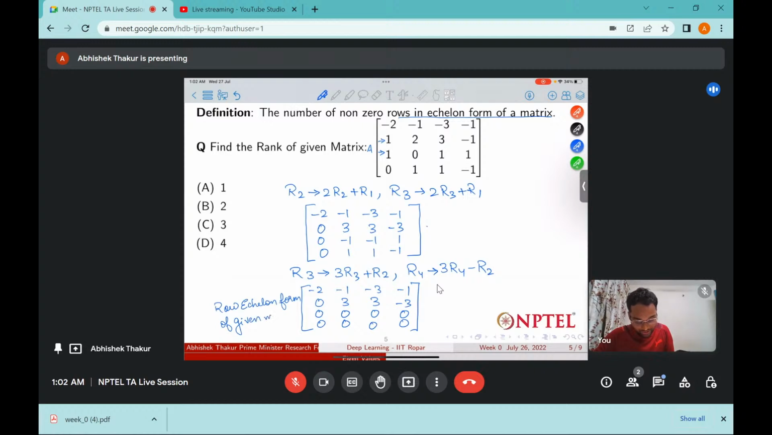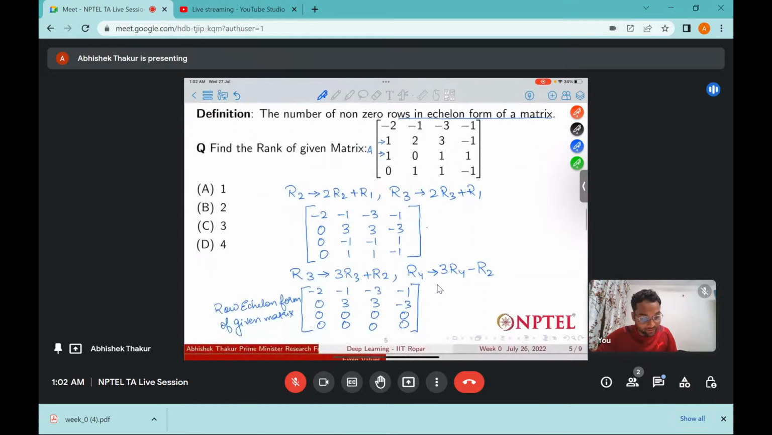Now what we have to check, as per the definition, is the number of non-zero rows. So this is a non-zero row and this is a non-zero row. So there are two non-zero rows here. So what will be the rank of this matrix? 2. So any doubt in this question? You should know how to find rank, and this is one of the important concepts.